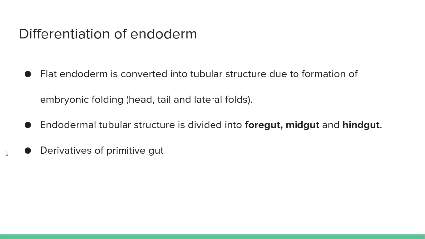So we're going to look at differentiation of the endoderm. Now, the flat endoderm is converted into a tubular structure due to formation of the embryonic folds, the head, tail, and the lateral folds. The endoderm tubular structure is divided into the foregut, the midgut and then the hindgut.